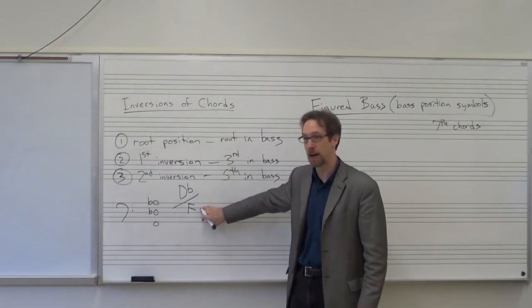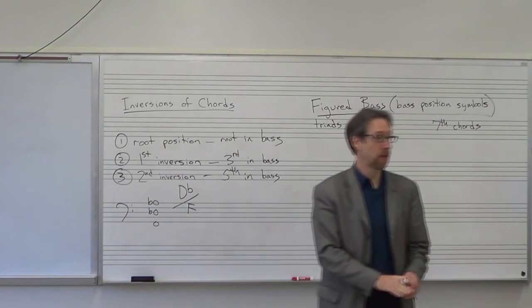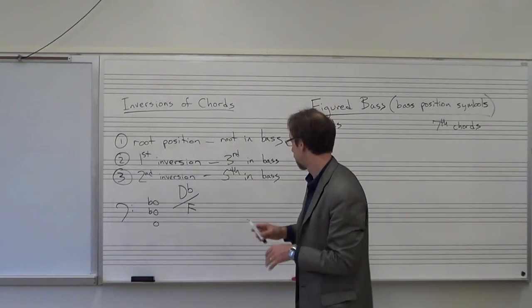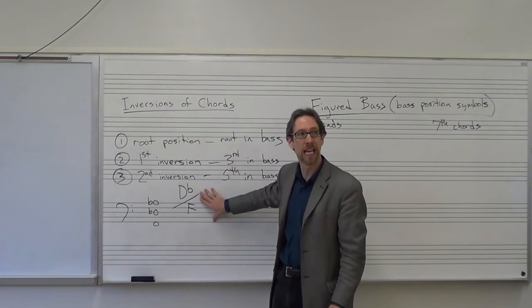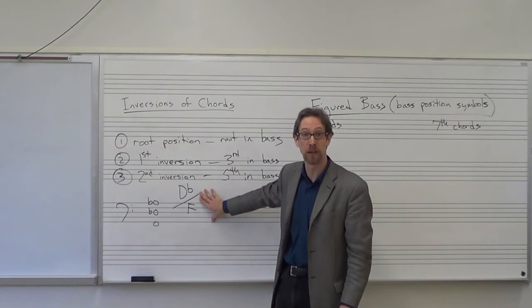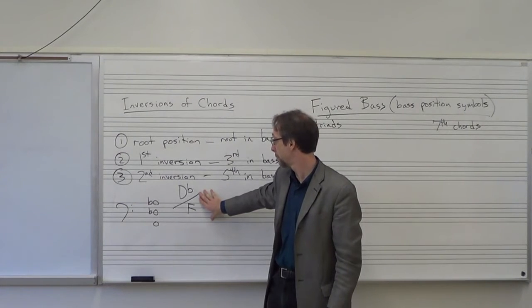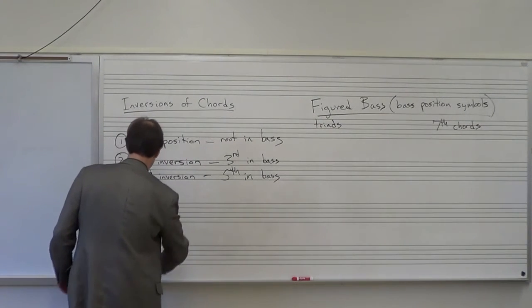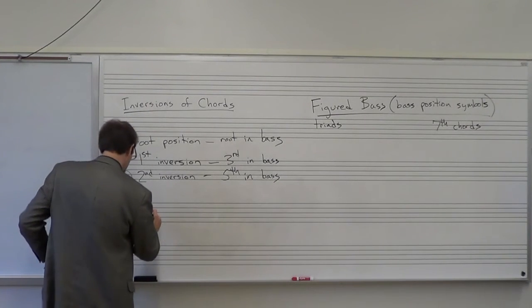So when I put the F there, we know it is a D flat major triad with F in the bass. It will sound something like this. I put the D flat major triad first, and then I put the F in the bass. This is how you indicate inversion with lead sheet symbols. Let's do one more example here. See if we can make this interesting.